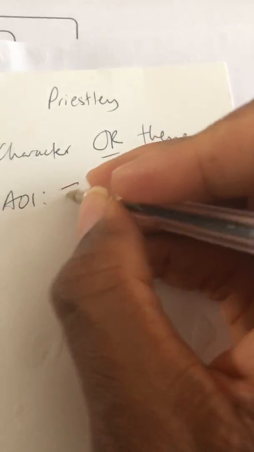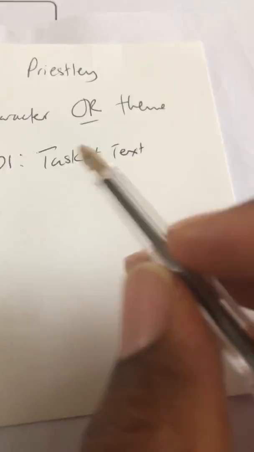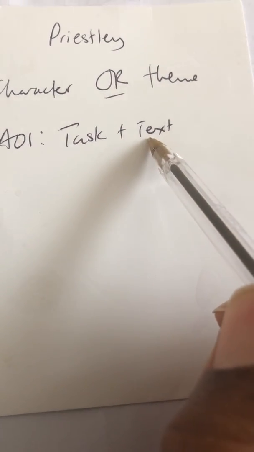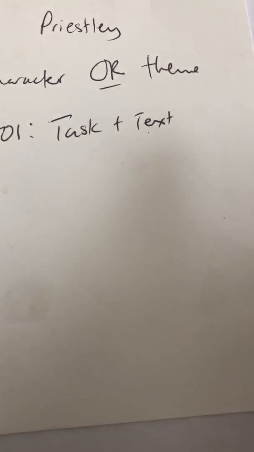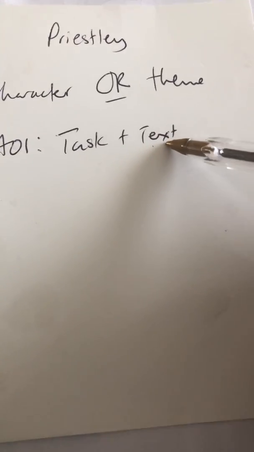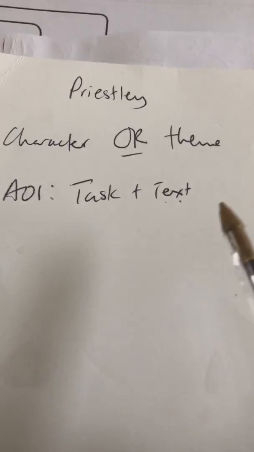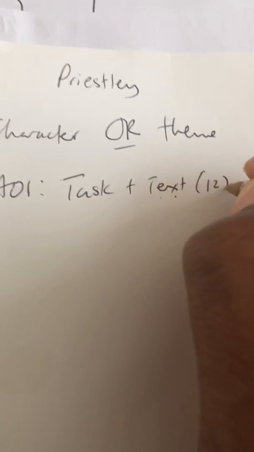There is AO1, and your AO1 is task and text. What does this mean? Task means, are you sustaining your focus on the question? Are you answering the question? Text here means, are you making references to the writer's ideas? Are you making references to key quotations or references? And are you using these quotations or references judiciously? What I normally call nuggets. So that's your assessment objective 1, and this is marked out of 12.